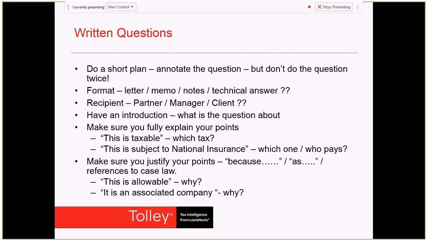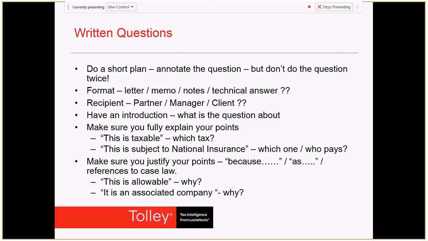Watch out for format. If you've been asked for a specific format, make sure you do that. Who am I writing it to? Very technical, bit technical, not technical at all. And when it's going to a client, explain all terminology. Don't say CGT, say capital gains tax, in brackets CGT, and then off you go. Use CGT from then on in that question.